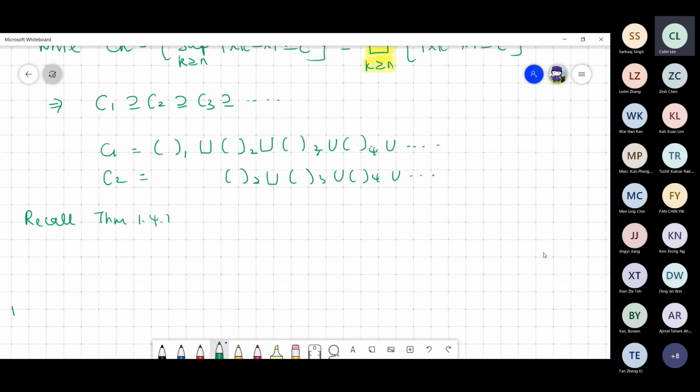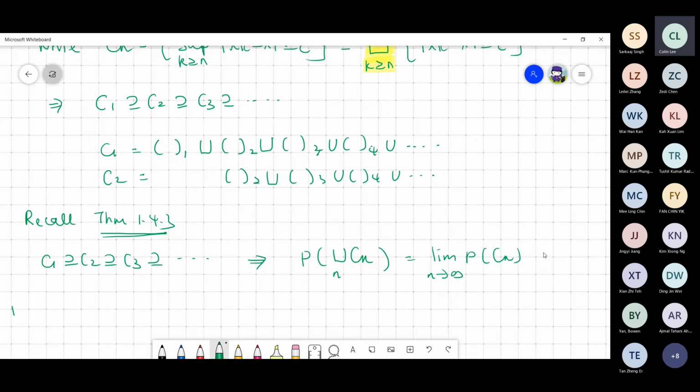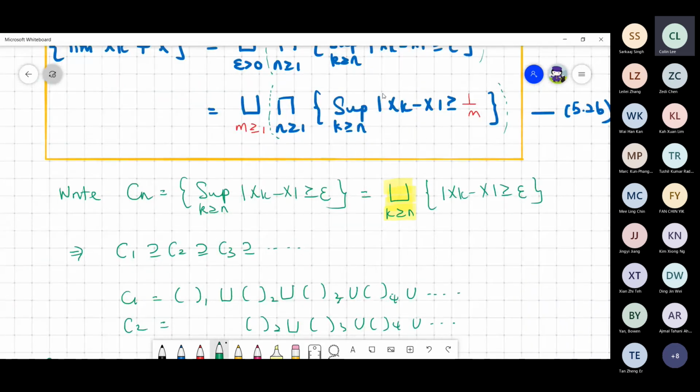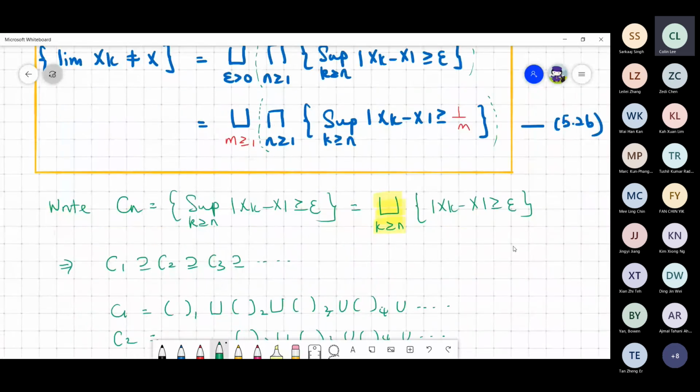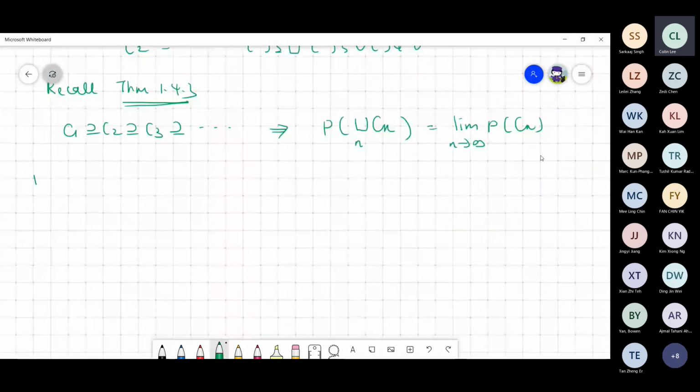So recall from theorem 1.4.3, okay, when Cn is a decreasing sequence, then we're going to have P of the union of all the Cn will be the limit of P of Cn. So this is theorem 1.4.3. So this conclusion is applicable for either an increasing sequence or a decreasing sequence. Okay. Then we come back to this. So this is what we can have. Now we take the probability on both sides over here. So we have this.